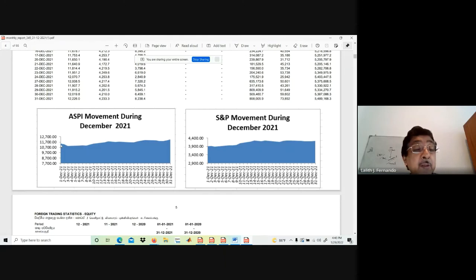Now you can see it started at around 11,500 or so, and it ended somewhere here, passing 11,700, just below 12,700. And S&P also started at 3,900 and ended between 3,900 and 4,400.